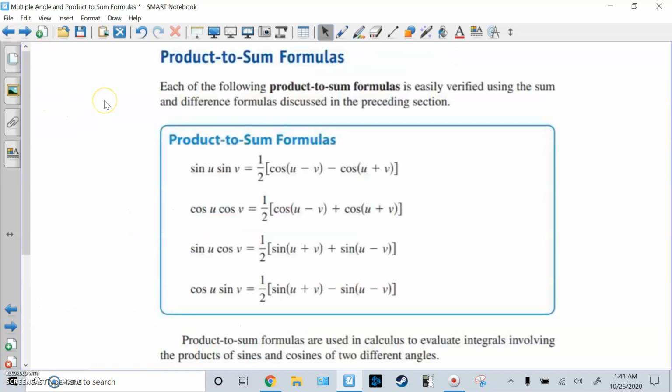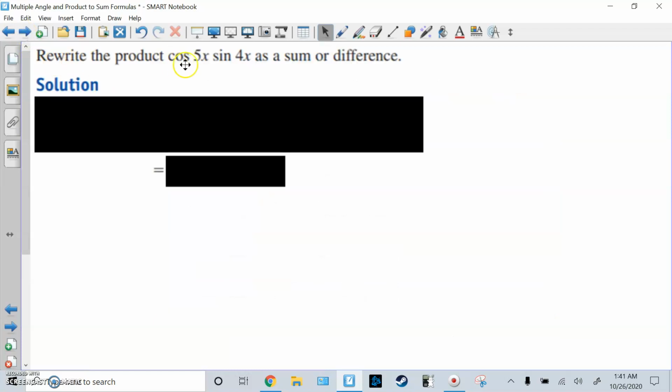Alright, a few more with the product sum formulas. Each of the following product sum formulas is easily verified using the sum difference formulas discussed before. So actually, I just work on the right side. If you did the difference or sum for cosine, distribute, combine terms, it'll turn into this. However, there's 4 of these you have to know. Just look at how they are. Anyways, here we'll try it.